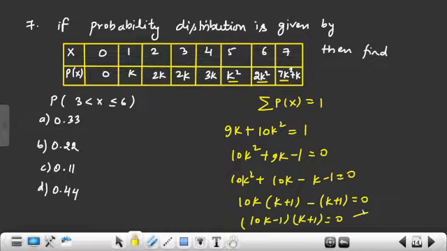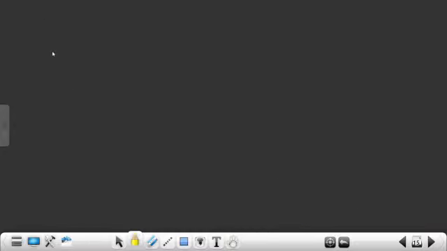So what are the values of k coming? K is minus 1, which is not possible because the probability can never be negative. And the next value is k is 1 by 10. So what is k value? 1 by 10. Now what they ask? 3 to 6. 3 is not included, 6 is included. So 4, 5, 6 we have to take. Let's add them. P4 plus P5 plus P6.